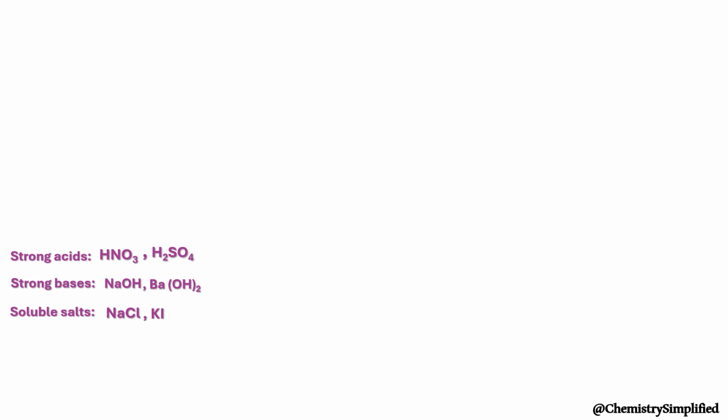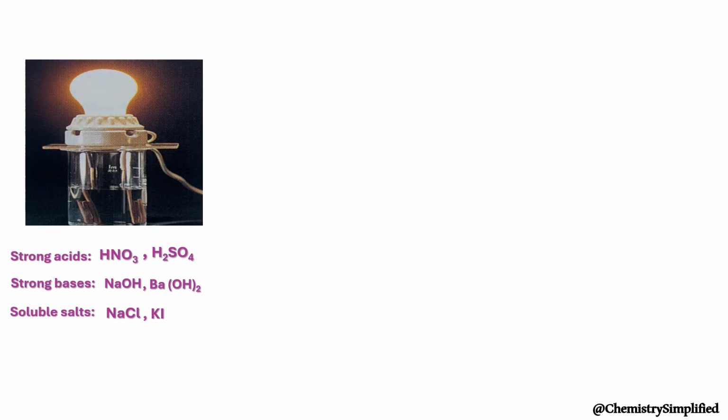So if you have strong acids, strong bases, and soluble salts, these are strong electrolytes, so they are able to conduct electricity. You can see the light bulb is shining very brightly. Why? Because the solution is made of strong electrolytes: strong acids, strong bases, and soluble salts. So we say the solution is able to conduct electricity strongly. These are strong electrolytes.